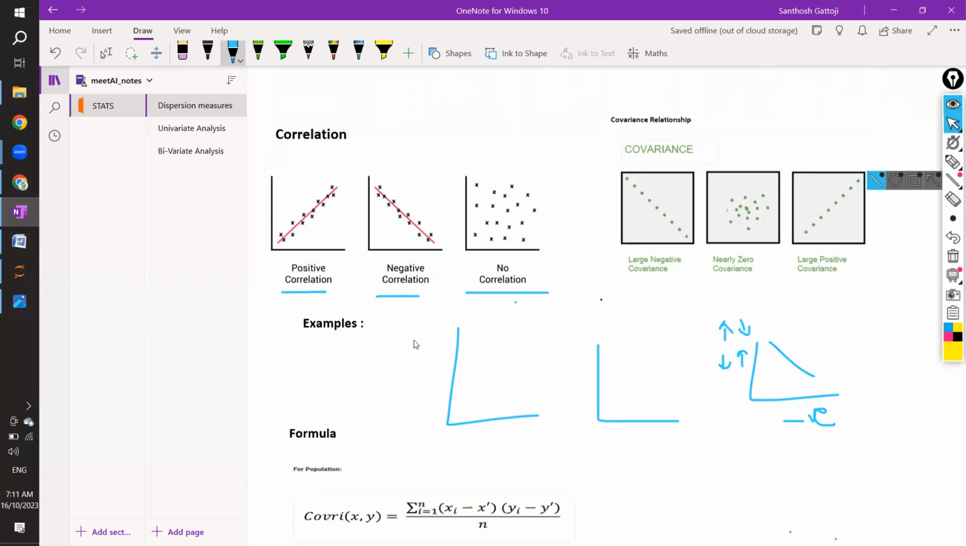If both are in the same direction, increasing, increasing, or decreasing, decreasing, then also it's called positive correlation. If nothing is affecting each other, then it is zero correlation. So don't get confused over here. You can think of many examples of these types.